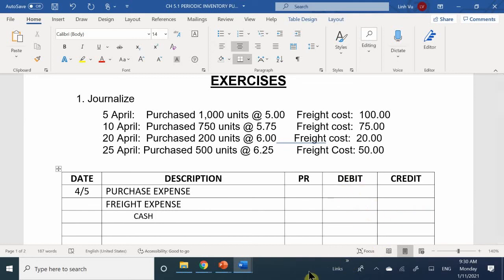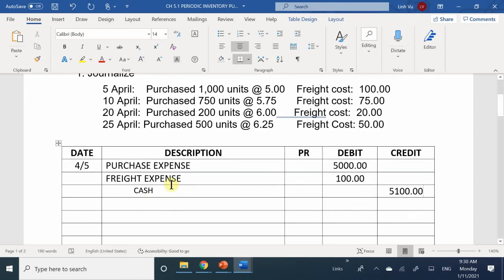So what is my debit going to be and what is my total credit going to be? What was my original purchase expense? $5,000, yes. This is where we also talked about how one of the rules is that you need to journalize in terms of dollar value. So you cannot write 1,000 units. You need to write the total amount that it cost you in terms of dollars. And again, freight is 100. So what's my total amount of cash I'm paying? 5,100. Good.